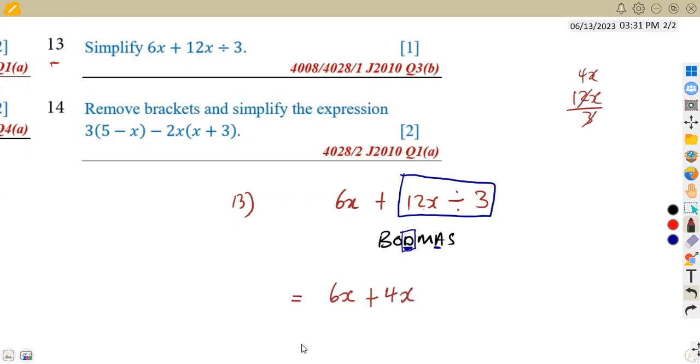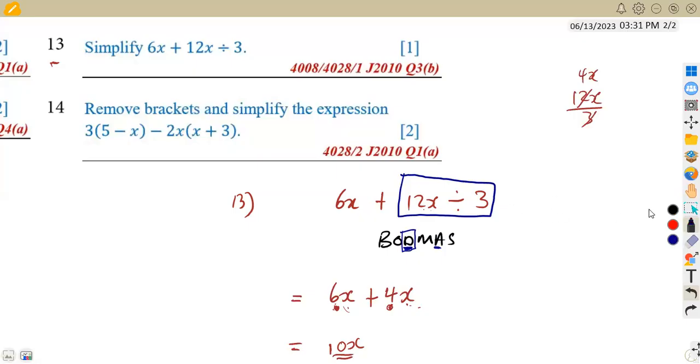So if we add 6 and 4 here, we're going to have 10x. So we're just focusing on the like terms, x and x, which work with the variables. We work with the coefficients of these variables x, which are 6 and 4. So that is how you could have simplified these typical questions.